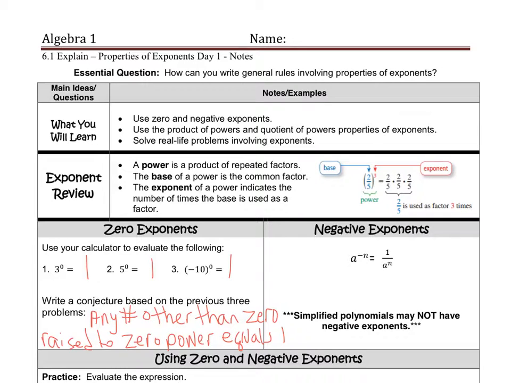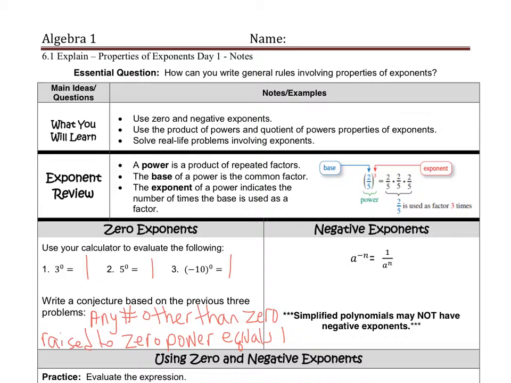Okay, so I'm sure that you got 1 as your answers for both of those. So we can go ahead and just get a conjecture or a rule for a zero exponent, that any number other than 0 that you raise to a 0 power is going to be 1. So any base that we have, if we raise it to a 0 power, it's going to be 1.